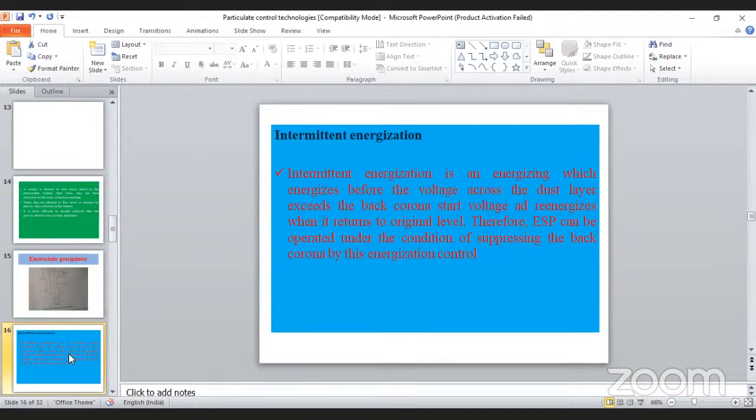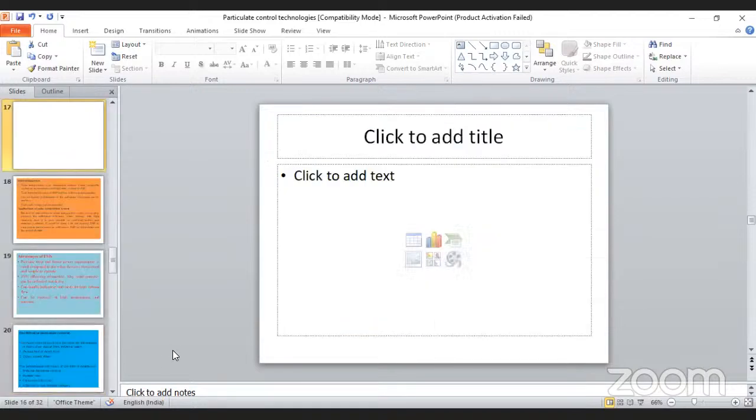Whenever we are doing that, then a restart, or again we have to go back to the starting point to give that much only. A small disturbance will come, and that is what works under the condition of suppressing the back corona by this energization control, which makes a small distance, but it will perform. So re-energize means you should understand that nothing more is available in this.